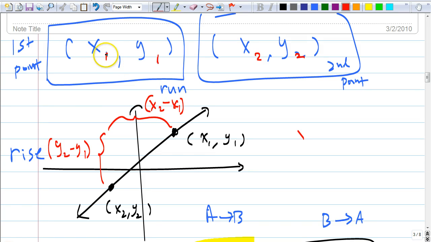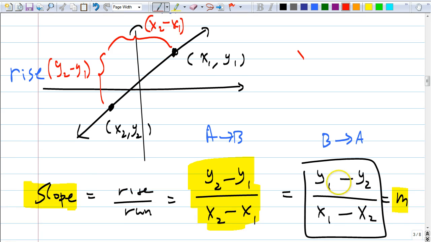Right. So the subscript means it's from the first point. This 2 means it's from the second point. Does that make sense? We don't want to mess this up, because otherwise it's going to be wrong when you plug into the formula. In other words, x sub 1, y sub 1 tells you that those coordinates are from the first point. X sub 2, y sub 2 are from the other point. Does that make sense? Yes.